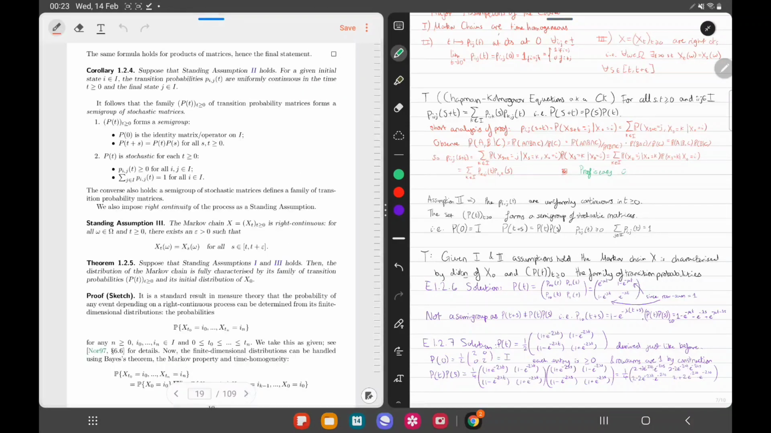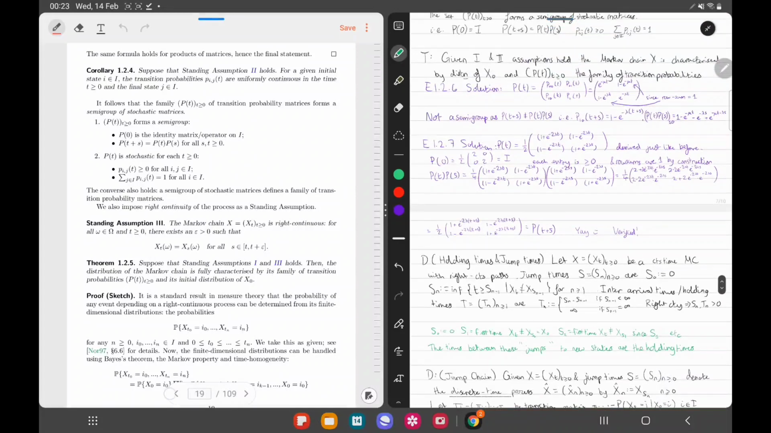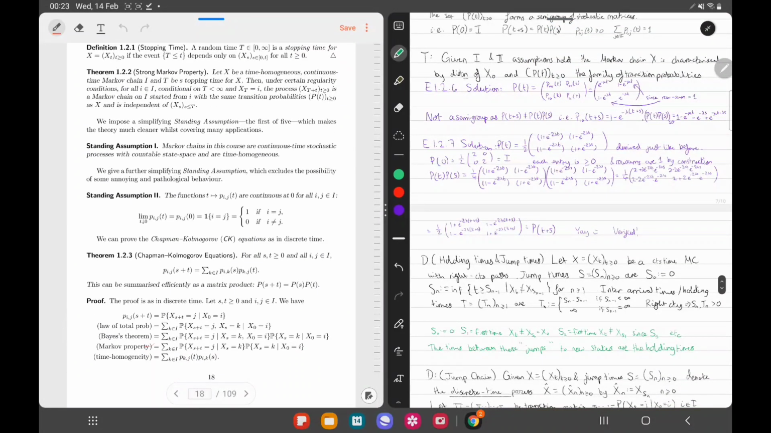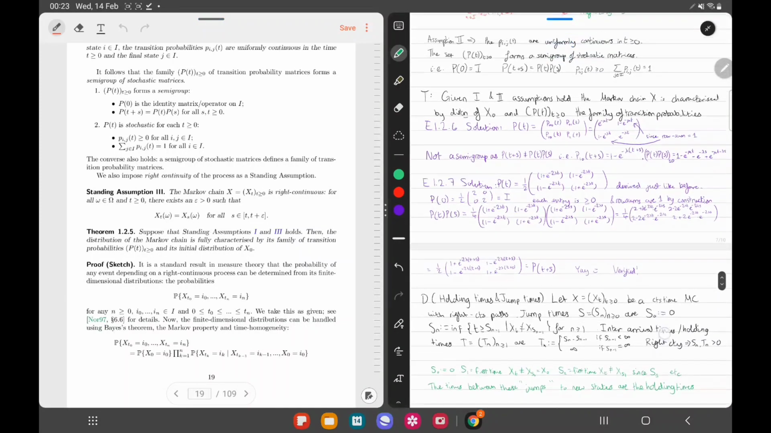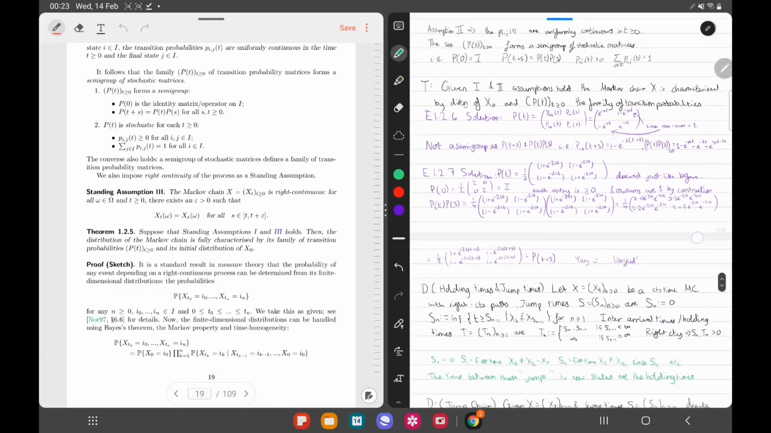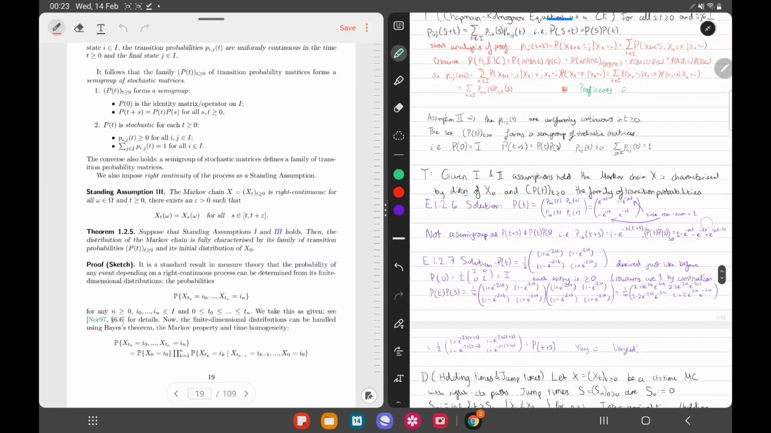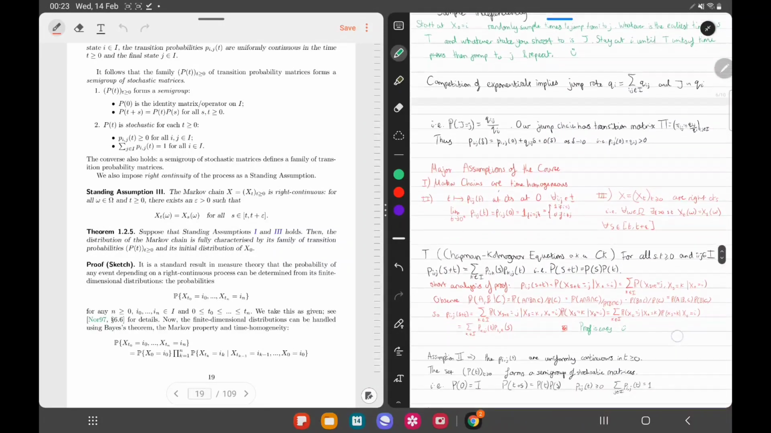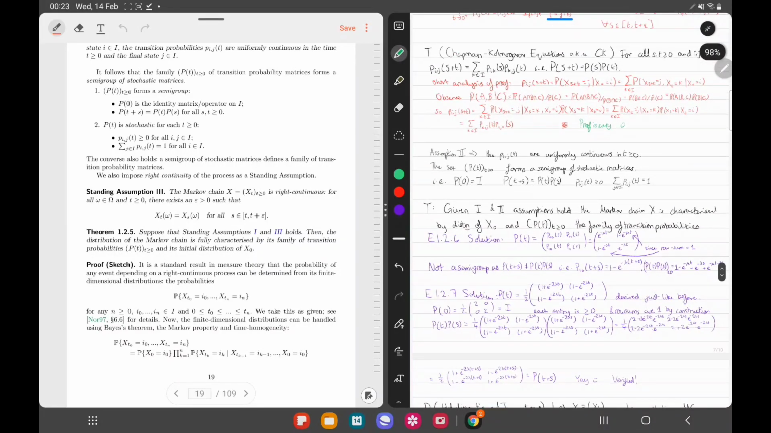So moving on, yeah, you get this. Okay, well, maybe I'll talk about the other stuff here. They give this standing assumption 3, which is like... wait, did I write it down? I don't know if I wrote it down. Whatever, I suppose we could just talk about this theorem 1.2.5.